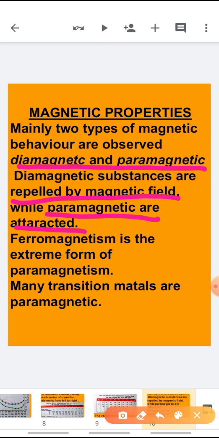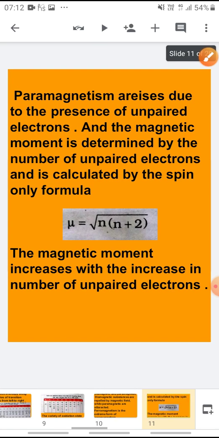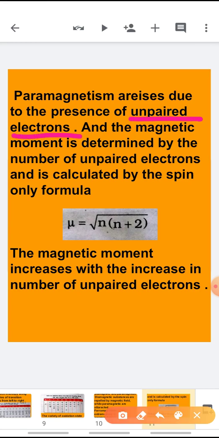And ferromagnetism is the extreme form of paramagnetism. That means when many unpaired electrons are there, then it shows ferromagnetism. Now, many transition elements are paramagnetic. Why are they paramagnetic? Because of the presence of unpaired electrons. Now, paramagnetism arises due to the presence of unpaired electrons, and the magnetic moment is determined by the number of unpaired electrons and is calculated by using the formula mu = √(n(n+2)), where n is the number of unpaired electrons.